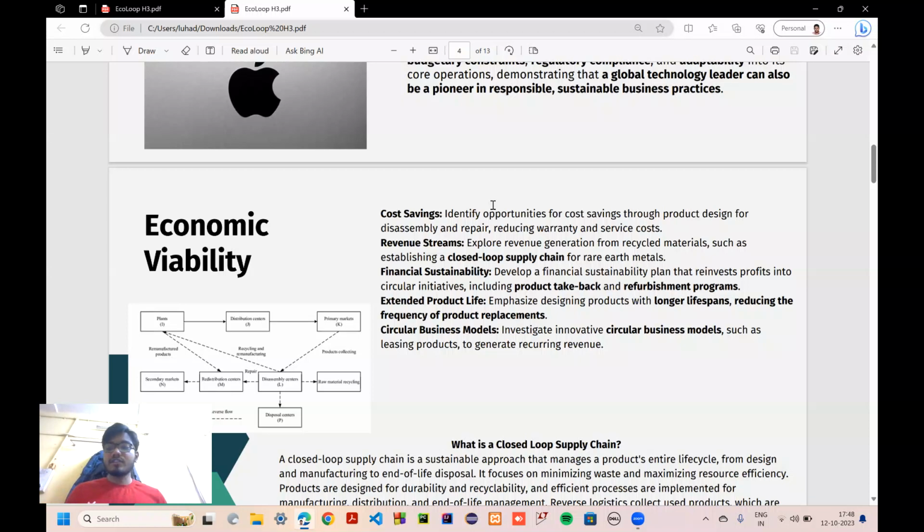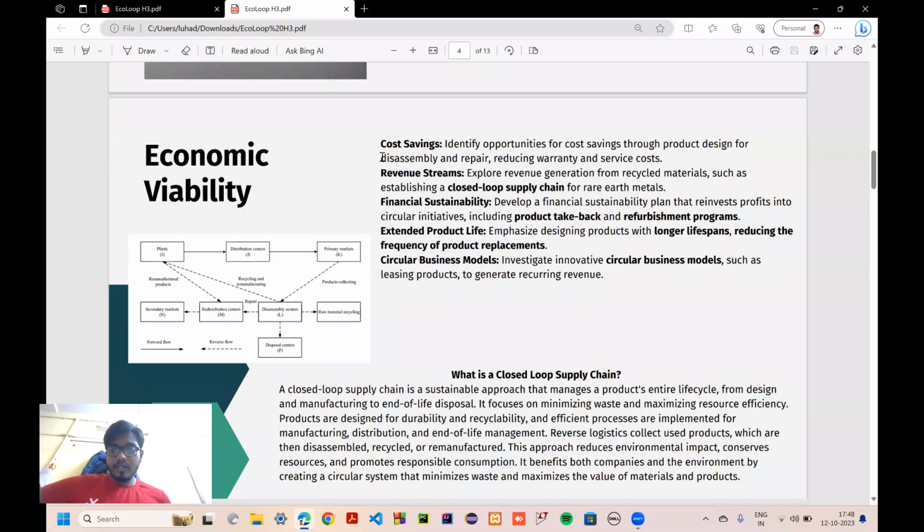Let's start with the first factor, which is economic viability. Under this, Apple has done the following five points. First comes cost savings. Cost savings basically refers to identifying opportunities for cost reduction through product design, assembly, and repair. The other factors under economic viability are revenue streams, financial sustainability, extended product life, and circular business models. Circular business models refers to investigating innovative circular business models such as leasing products to generate recurrent revenue.